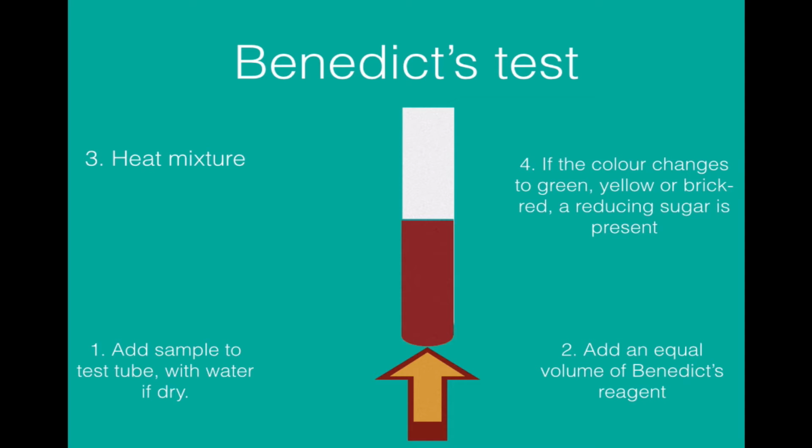The key thing with Benedict to remember is that it needs to be hot, so if you're using boiled water, it needs to be still above about 80-85 degrees centigrade. And the other part is that it can be used quantitatively, so a green color has less reducing sugar in it than a yellow color, which has less than an orange color, which has less than a brick red color.